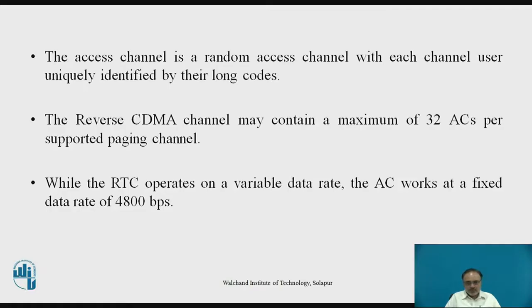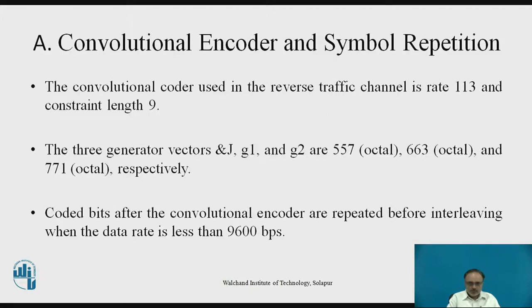The reverse CDMA channel may contain a maximum of 32 access channels per supported paging channel, while the RTC operates at a variable data rate, with a fixed data rate of 4800 bps for the access channel. In addition, the convolutional coder used in the reverse traffic channel is rate 1/3 with constraint length 9. The three generators G0, G1, G2 are 557 octal, 663 octal and 711 octal respectively.